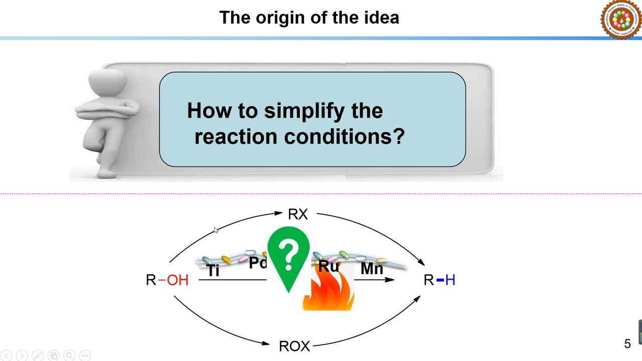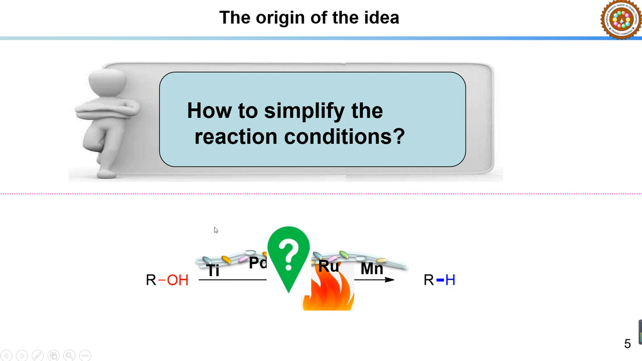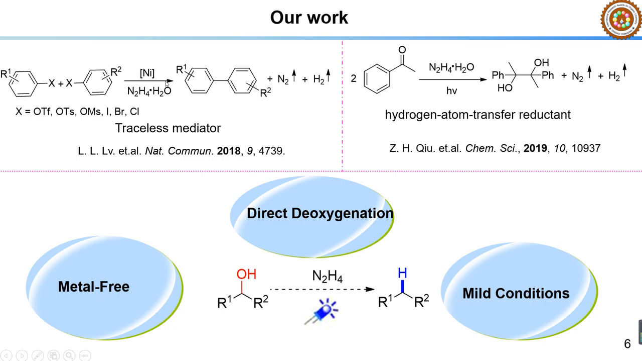So how to simplify the reaction conditions of alcohol deoxygenation? First, a direct deoxygenation method is required. Then, in order to reduce costs, the reaction process should avoid the use of metal catalysts. And finally, the reaction conditions should be mild. Inspired by our previous work on using hydrogen and traceless metals for homo and cross coupling, and as metal-free hydrogen atom transfer reductants for pinacol coupling enabled by light, we herein disclose the first light-driven metal-free direct deoxygenation of alcohols with hydrogen through C-O bond cleavage under mild conditions.